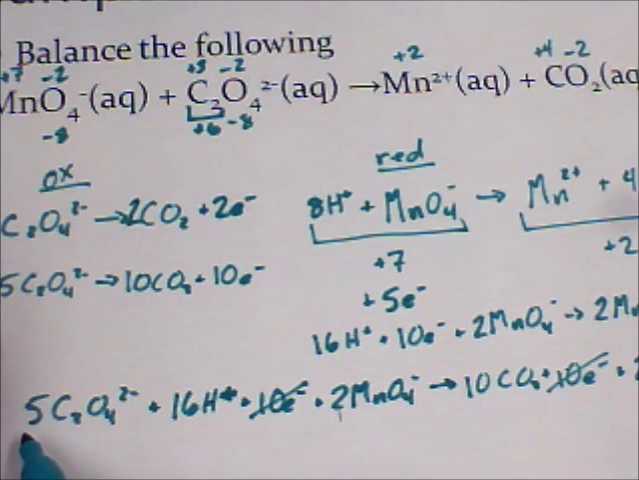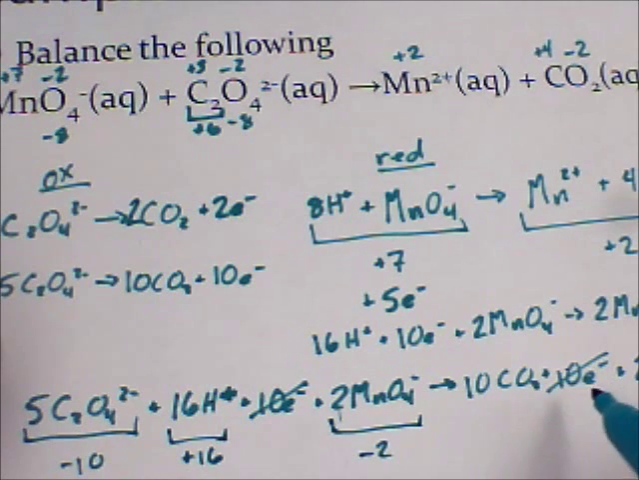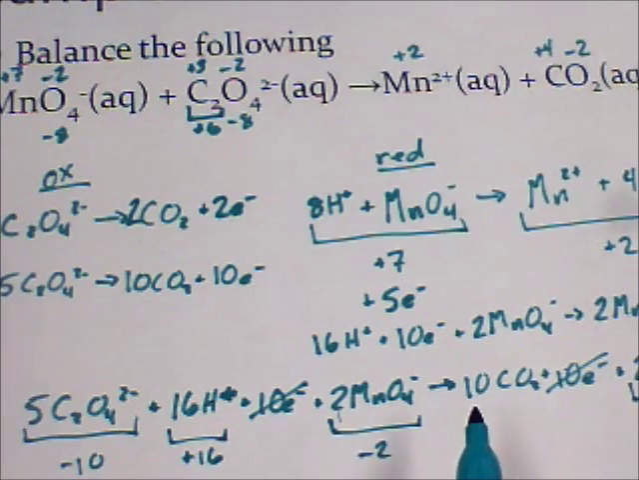And if we check the charge, 5 negative 2s, that's negative 10. Here we've got plus 16. Here we've got negative 2. That's neutral. Here I have 2 plus 2s. That's plus 4. Negative 10 plus 16 is positive 6. Minus 2 is positive 4. Positive 4 on the other side. Everything balances, including the charges. We've now done this right.